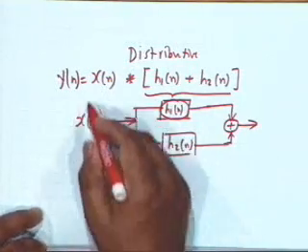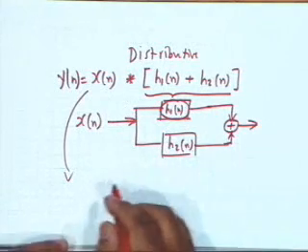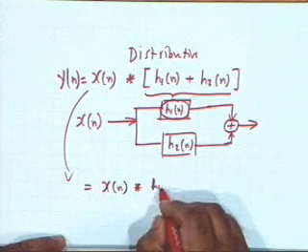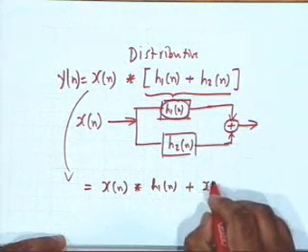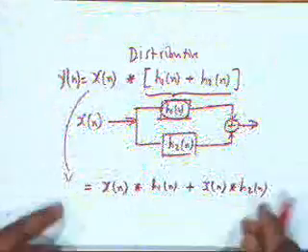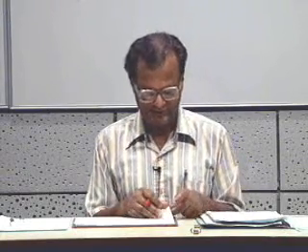Now, the distributive property says, it's very easy to show from the definition that this is equal to x of n convolved with h1 of n plus x of n convolved with h2 of n, which is what we have represented by this block diagram. The proofs are elementary, and therefore I omit the proofs. Just from the definition it follows.